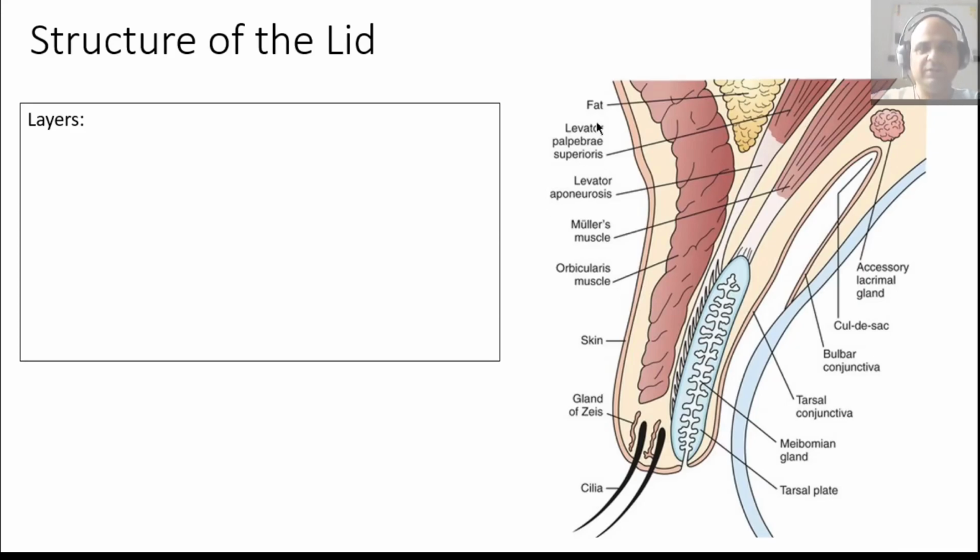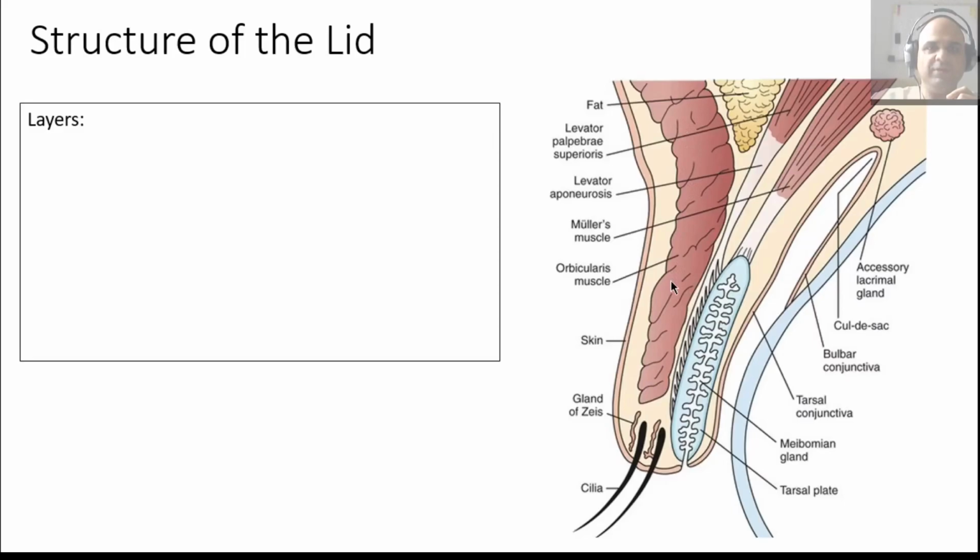So this is the structure of the lid. It is covered by skin anteriorly, which has the cilia or lashes as its appendages. They are associated with the glands of Zeis, and they can be involved in certain inflammatory conditions that we've already talked about. Underneath the skin, you have layers of subcutaneous tissue followed by the orbicularis oculi muscle. This is a really important muscle because it helps shut your eye properly. It is involved in the etiologies of both ectropion and entropion.